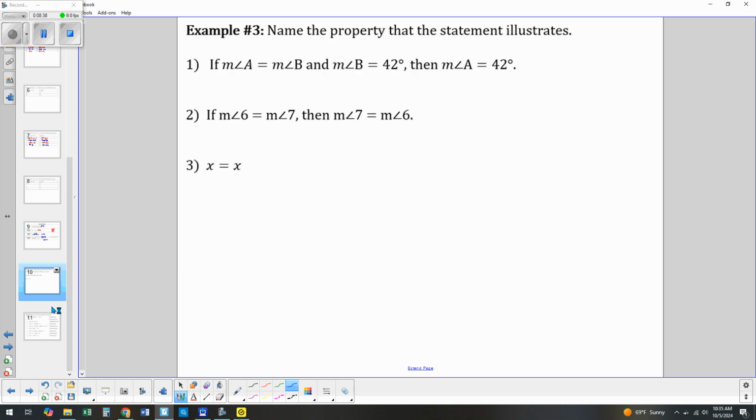So let's look at these properties and just state which one we see happening. If the measure of angle A is equal to the measure of angle B, and the measure of angle B is equal to 42, then the measure of angle A is equal to 42. So I see two different equations equal to the measure of angle B, so I can link together the measure of angle A and the 42. So this would be transitive.